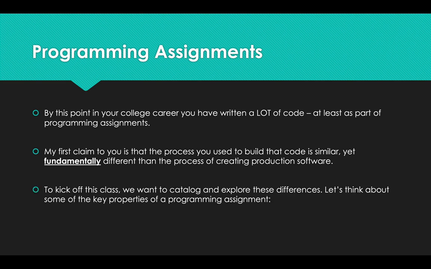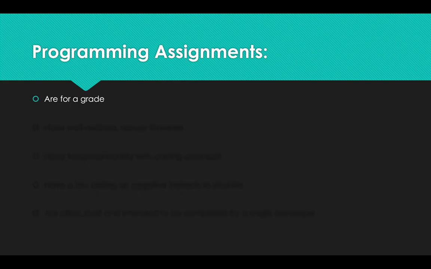In order to kick off the class, what we want to do is take something that's really familiar to you and think about all of the ways that that familiar situation is different than the situation that you're ultimately trying to probably get a job in. So we want to look at the differences between a programming assignment and a piece of software that you would actually create as a software engineer for the purposes of day-to-day use.